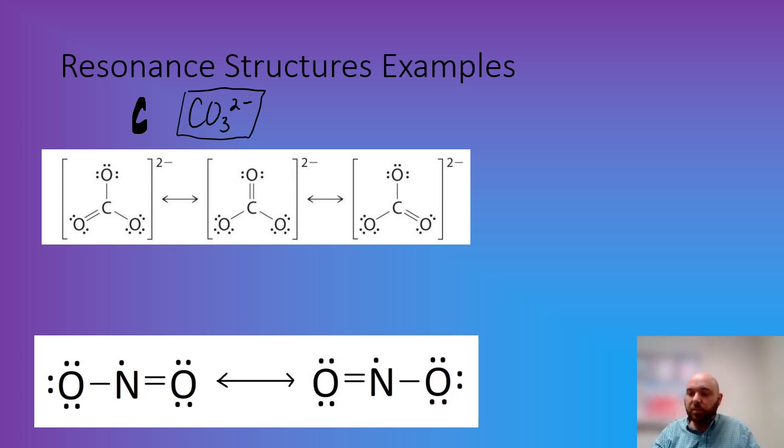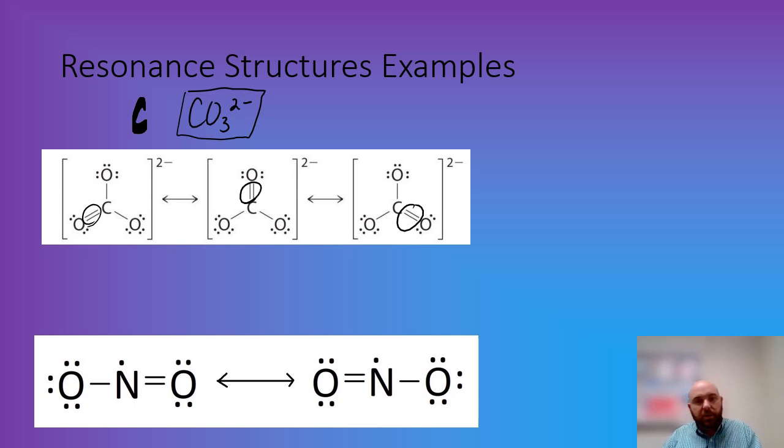Even though the double bond is bonded to different oxygens in each structure, what resonance shows, when chemists draw these resonance structures, is that all of those bonds are equal. And so we draw each structure with arrows in between to show that all three are good structures.